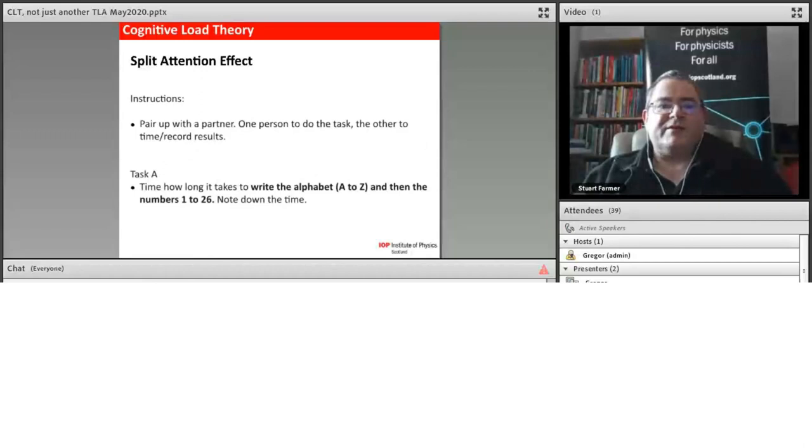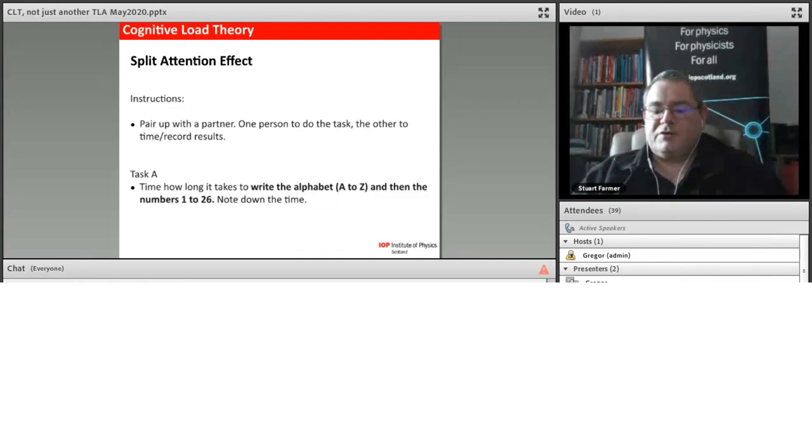Obviously, I'm not going to ask you to pair up and partner with someone, but this is the sort of way that I would do it in class or with a bigger group. And what I would like you to do now is take your pen or pencil and your bit of paper, and with your timer, write down the alphabet from A to Z and the first 26 numbers. Now, I'm assuming these are things that you have learnt, so it should be easy to do.